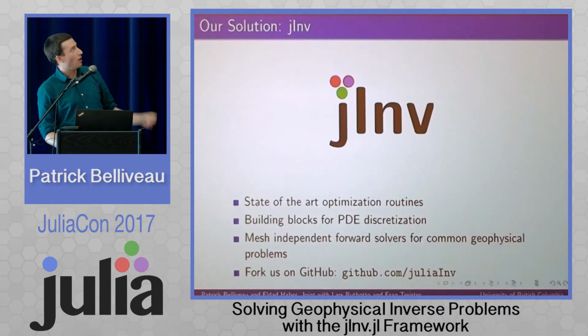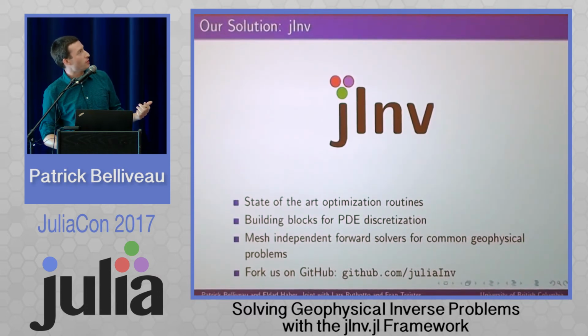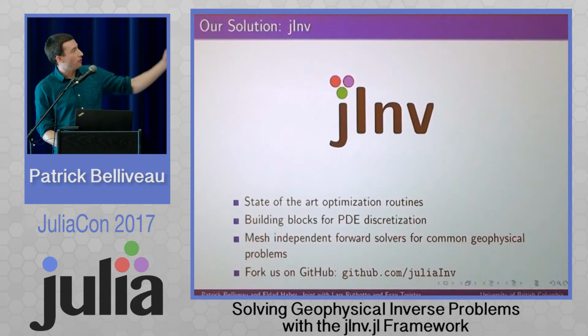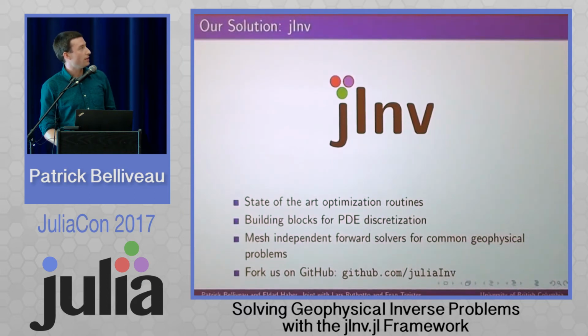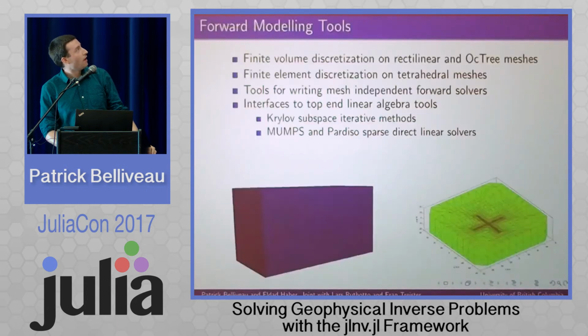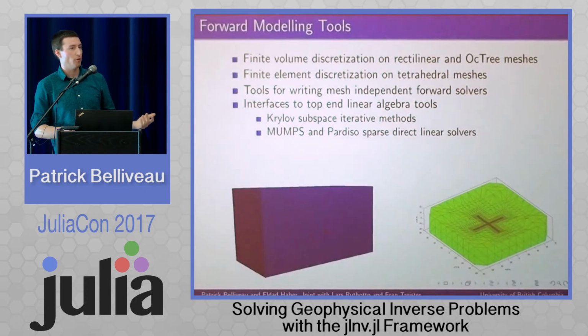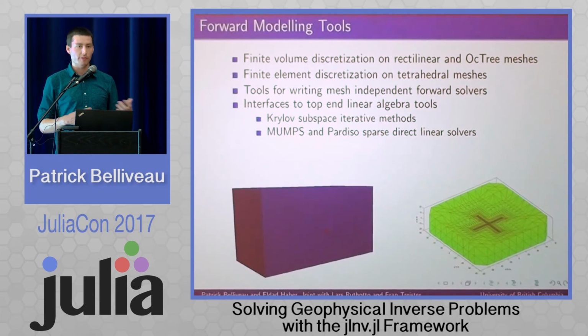So that brings us to our package, jInv, which is short for Julia Inversion. It has a collection of optimization routines, building blocks for quickly creating PDE discretizations, and interfaces to tools you need like sparse linear solvers. And if you're interested in this stuff at all, check us out on GitHub, github.com/JuliaInv.